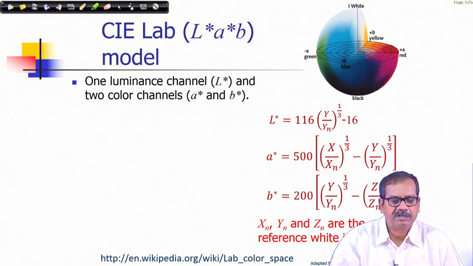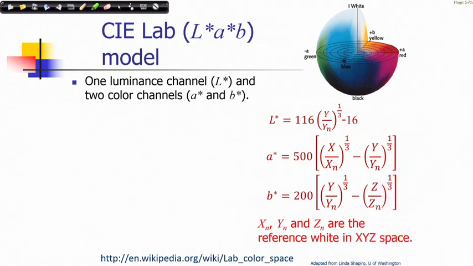So, in this space we have one luminance channel and the two color channels A and B. I am referring to them as A and B, though sometimes they are shown also as A star, B star. A transformation is also shown here, you can see the transformation in this part. So, we have L star, a star, b star, and you can see that it is a nonlinear transformation which is once again made using XYZ representation of the color.